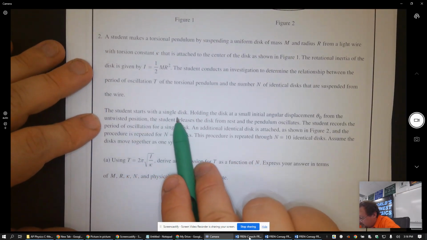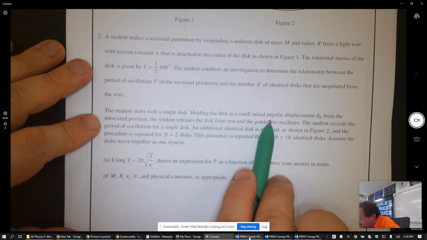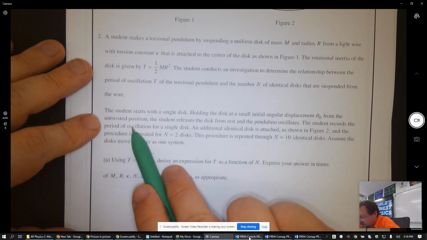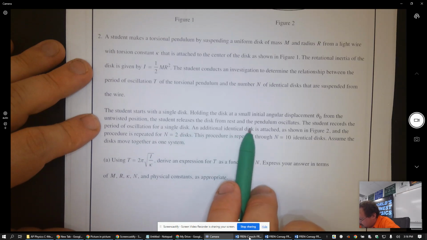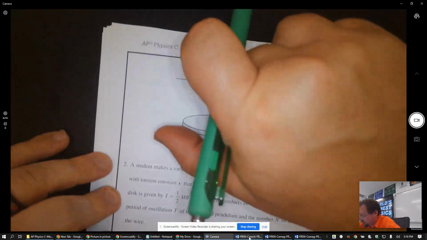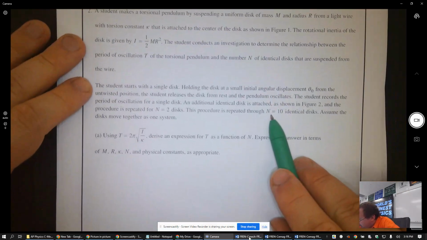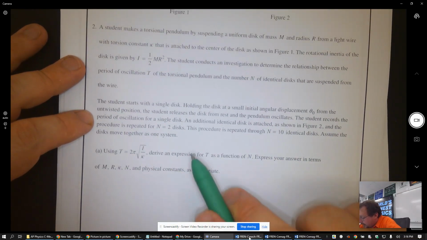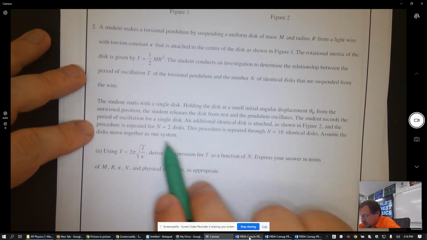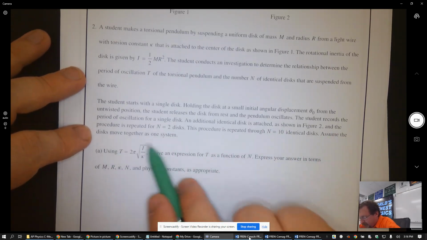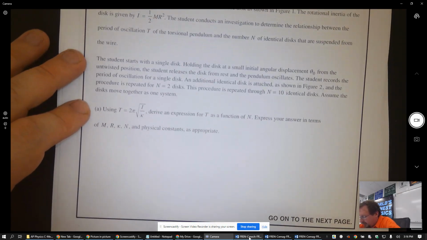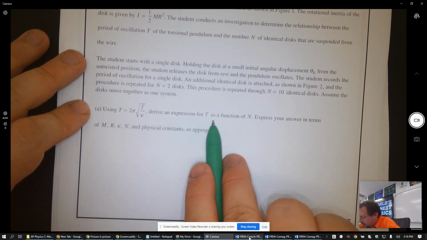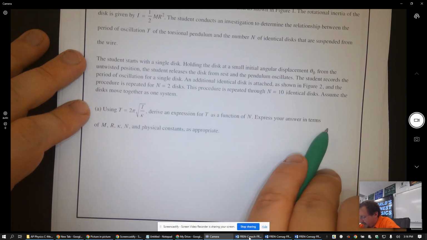The student starts with a single disc, holding the disc at a small initial angular displacement from the untwisted position. The student releases the disc from rest. The pendulum oscillates. It's going to go back and forth. The student records the period of oscillation for a single disc. An additional disc is attached, as shown in figure 2. Repeated for 2 and then up through 10. Okay. Using this, derive an expression for T as a function of N.